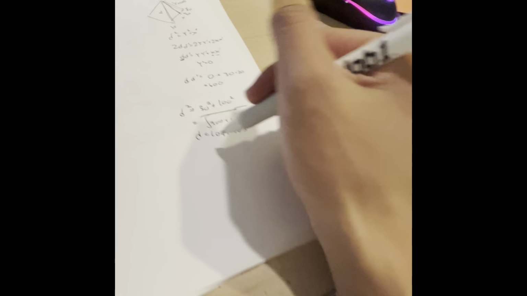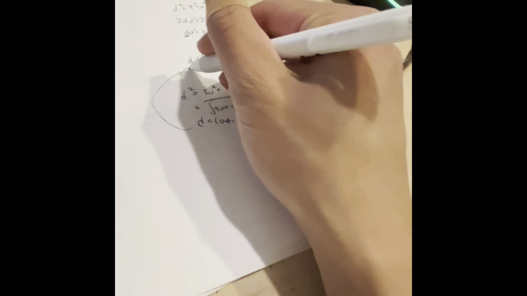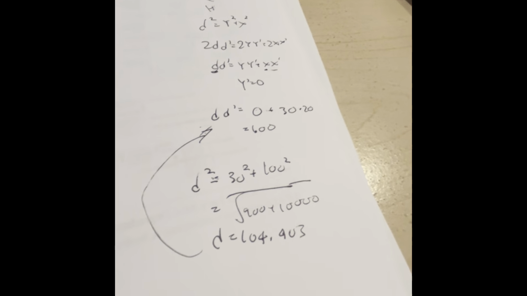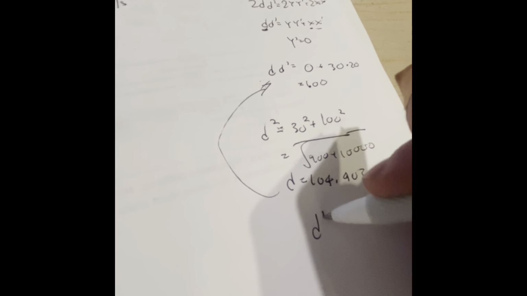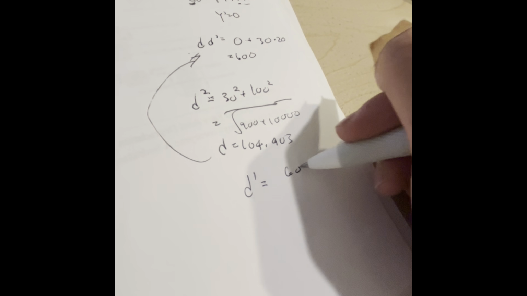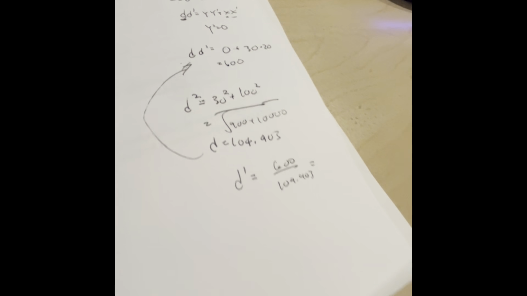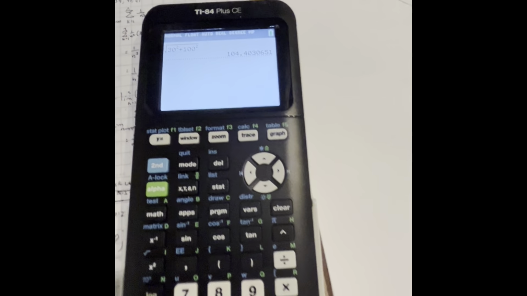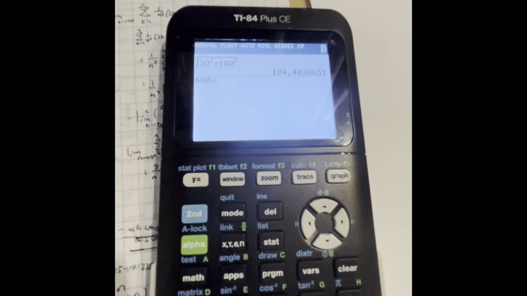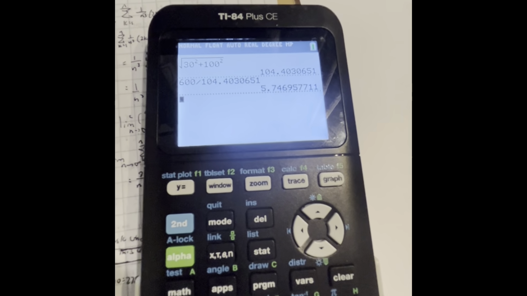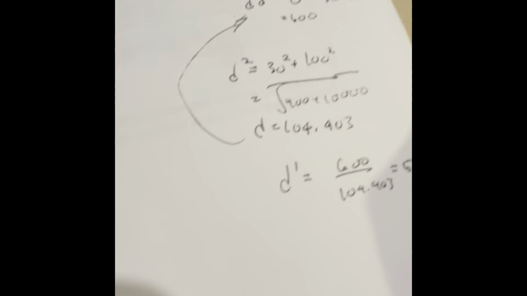So we have this equation, right? We can substitute it back into our derivative equation. So D prime, to speed it up, equals 600 divided by 104.403. Therefore, D prime is equal to 5.75. So the rate at which the distance from second base to the batter is changing is 5.75 feet per second.